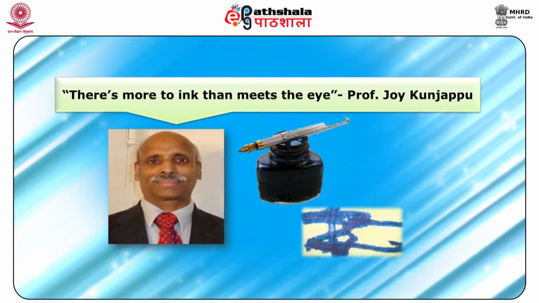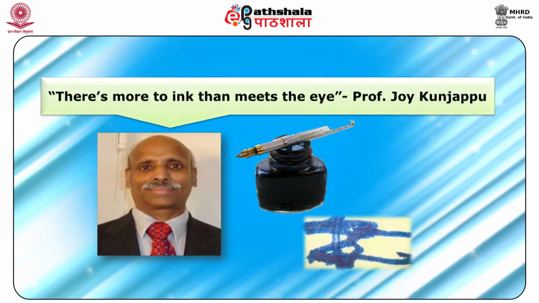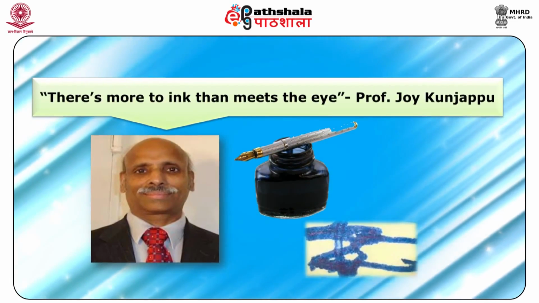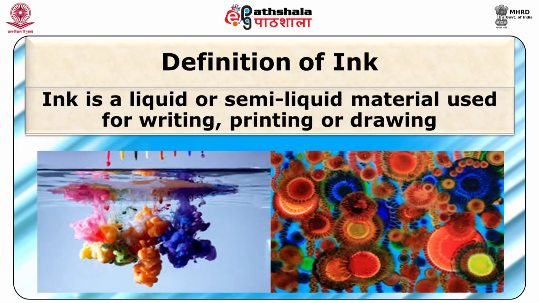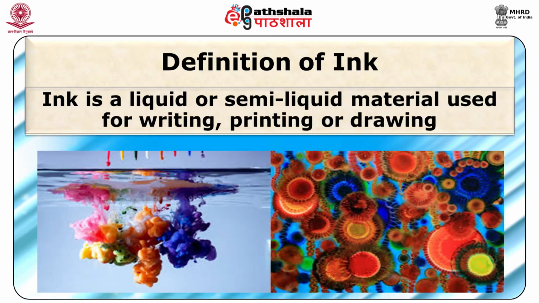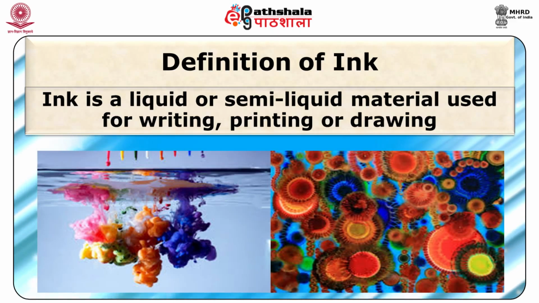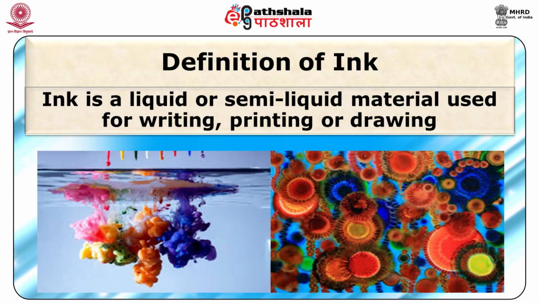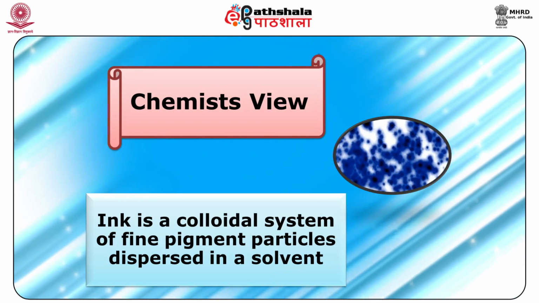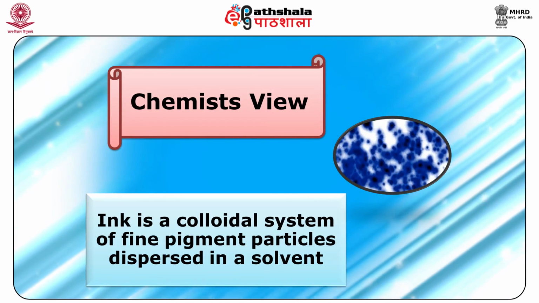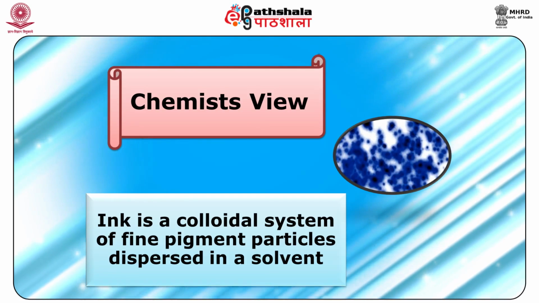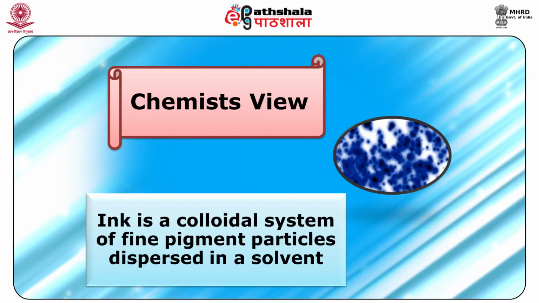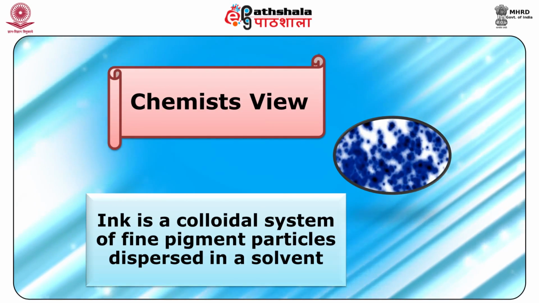There's more to ink than meets the eye, as has been said by Joy Kunjappu. There are probably as many different definitions of ink as there are types. Perhaps the simplest description is that ink is a liquid or semi-liquid material used for writing, printing, or drawing. Chemists view it as a colloidal system of fine pigment particles dispersed in a solvent. The pigment may or may not be colored, and the solvent may be aqueous or organic.